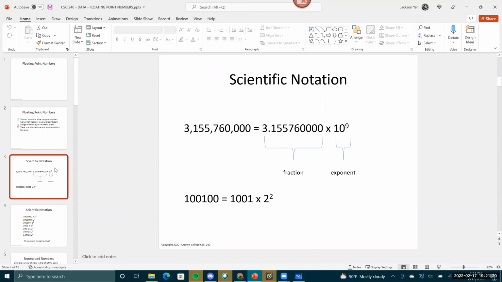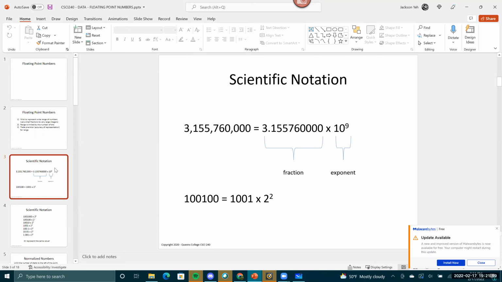So with floats, when you encode a number, let's look at the number on the left. That's 3,155,760,000. The number on the right is the same value, right? However, it's written as 3.15576 times 10 to the 9. They both are representations of the same value. Again, remember going back to the difference between number and value. Both of these represent the same value. However, they're written differently. On the left, you just have the whole thing written out like a base 10 number, but on the right, it's written in what's called scientific notation.